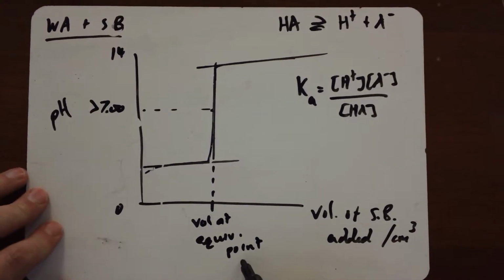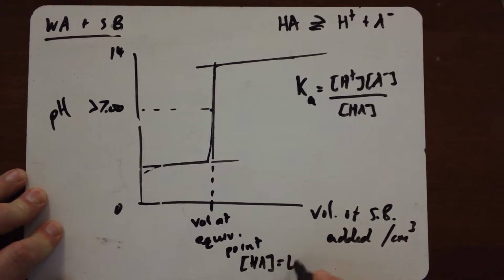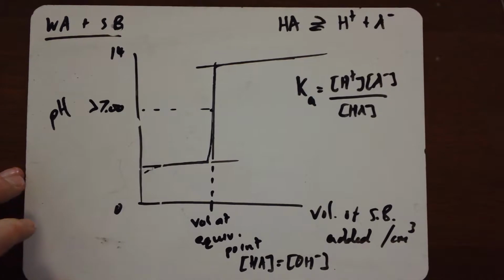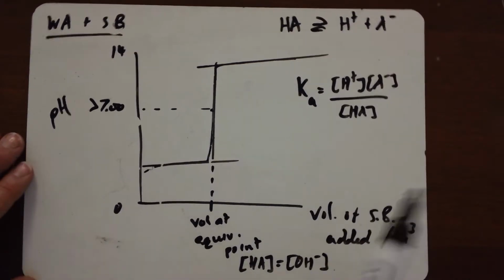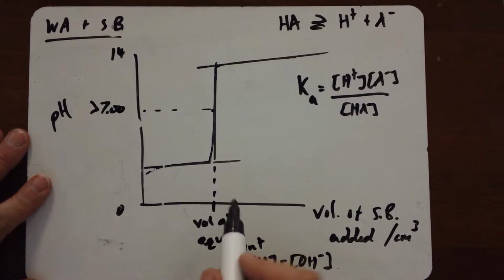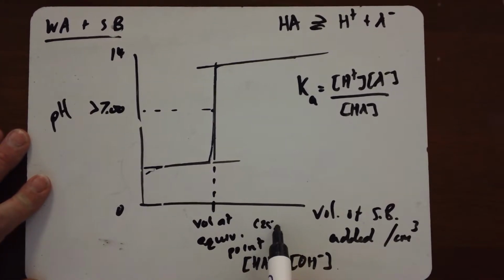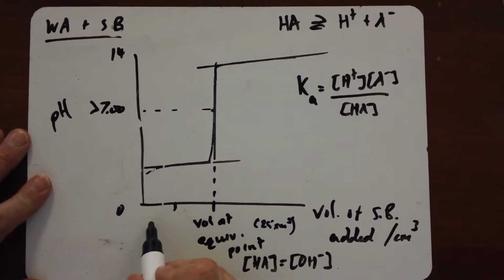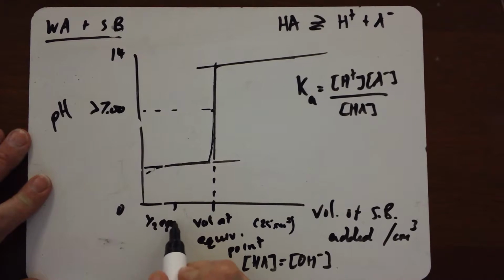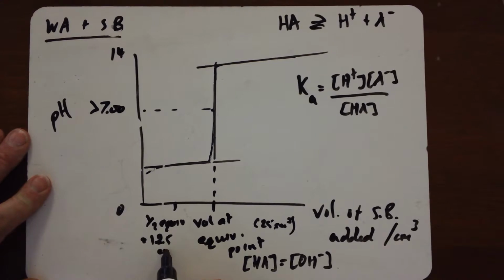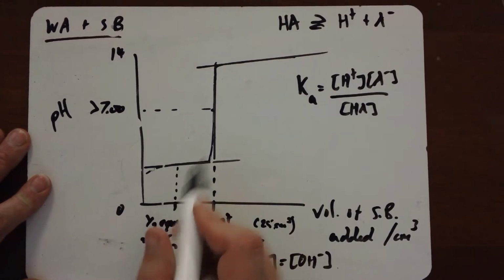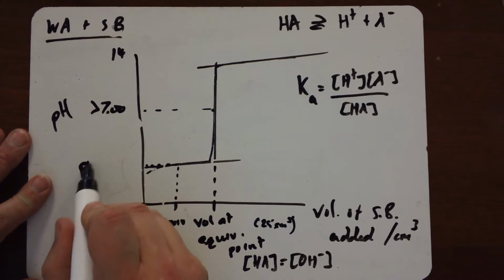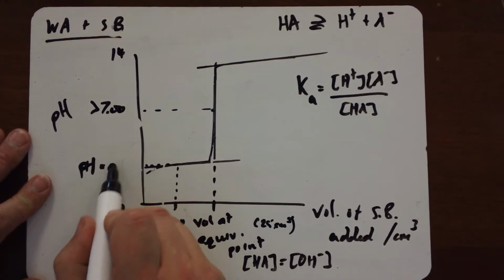And if we look at the equivalence point, what we're saying is that the number of moles of HA is equal to the number of moles of OH minus. But if we look at the half equivalence point, so if, for example, this was 25 centimeters cubed, half the equivalence point would be 12.5 centimeters cubed. If we were to read up from there and then across, whatever this pH value is, it would be equal to the pKa.